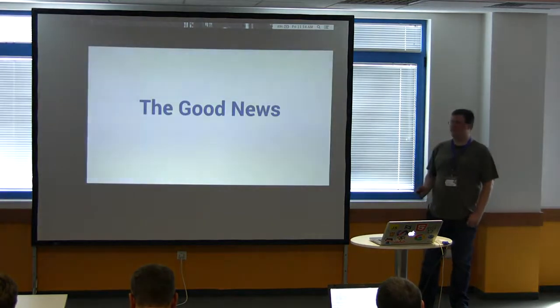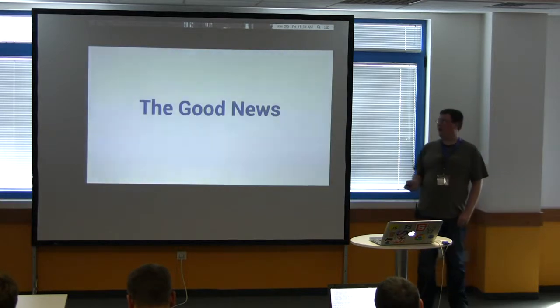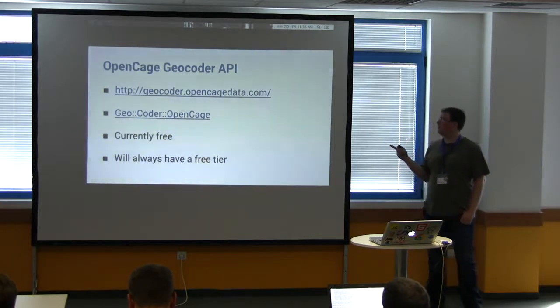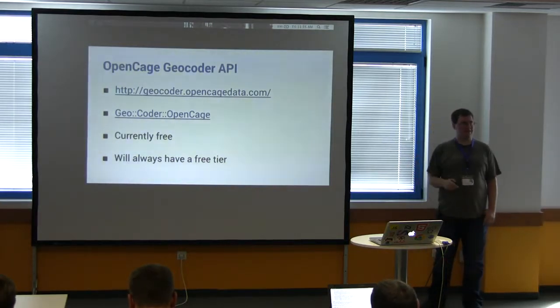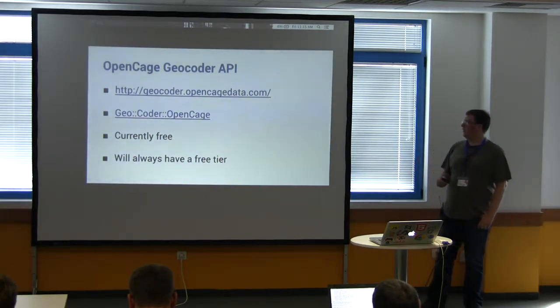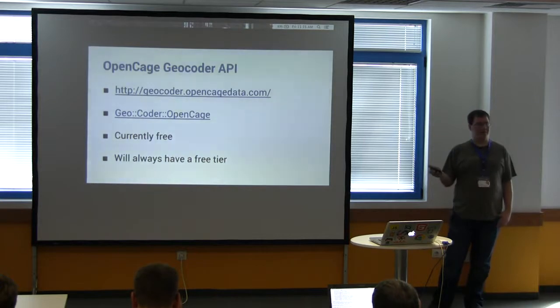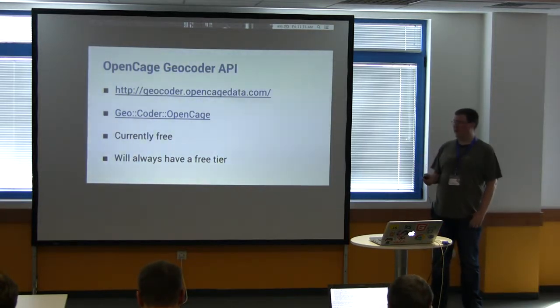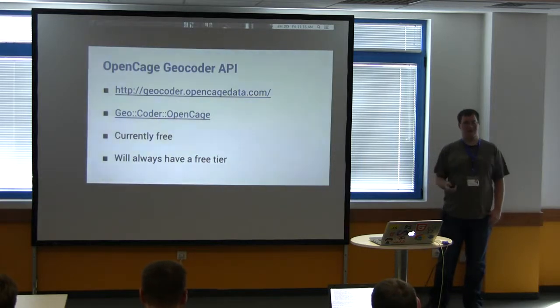But I do have good news, which is that we are opening up through an API. So you can go to geocoder.opencagedata.com. OpenCage Data is a sister company to Nestoria. And Geocoder::OpenCage is the CPAN module, which of course already exists and is on CPAN. The API is currently completely free, and we've committed to always having a free tier.